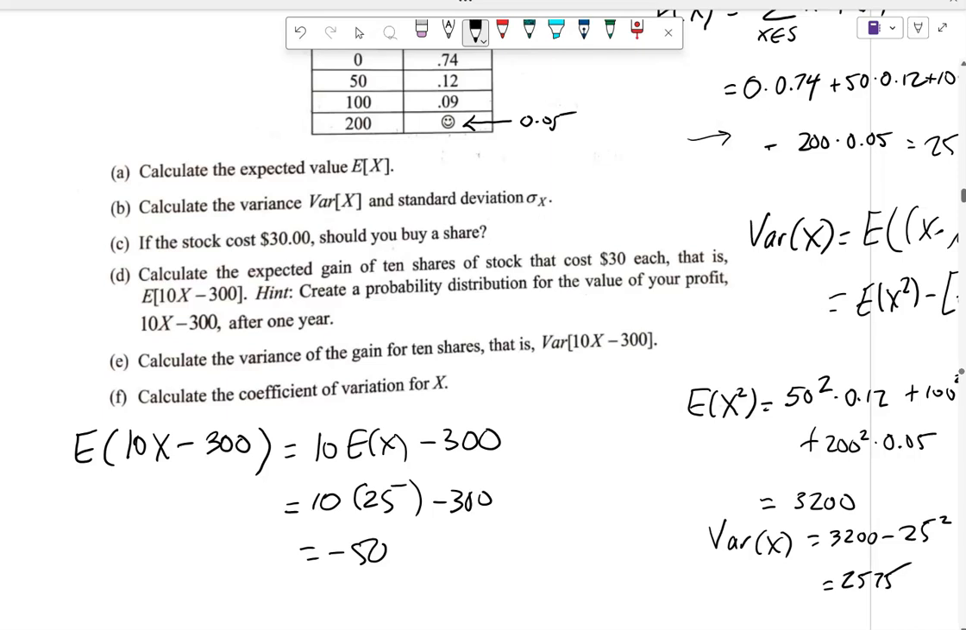So you get an expected profit of negative 50 on 10 shares of the stock, which makes sense, right? You lost 5 per share for 10 shares. This one was more of an interesting thing for making sure we remember the properties of expectation with regards to constant multiples and sums and differences. Does expected value break up over products? No, not generally.